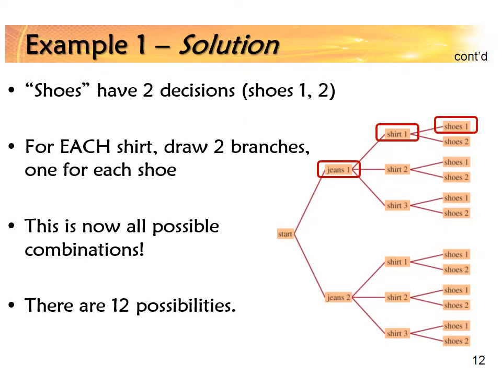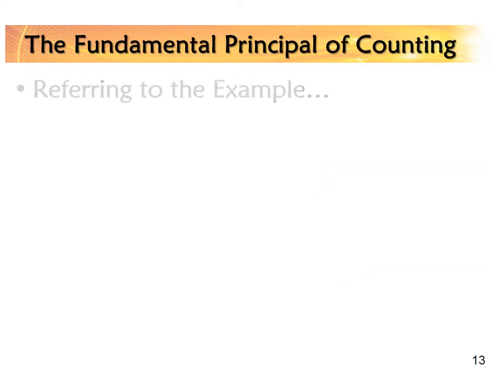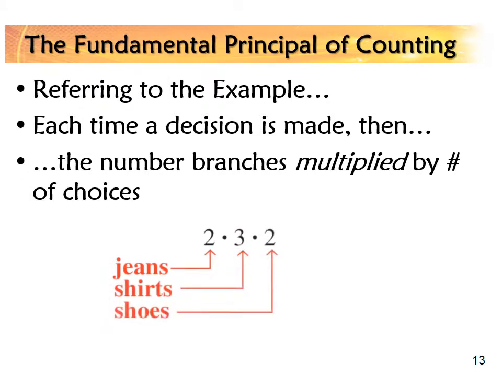So these 3 right here form a single outfit. So that's J1, shirt 1, shoes 1. A different outfit is jeans 1, shirt 1, shoes 2, and so forth and so on. So there's that first one, and we can list the other 11 possible outcomes there as shown. Okay, so each time a decision is made, the number of branches is multiplied by the number of choices. So there were 2 jeans times 3 shirts times 2 shoes equal 12 outfits.